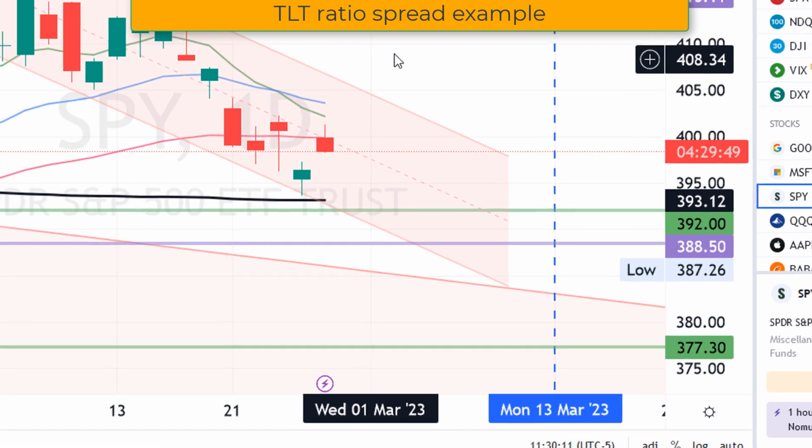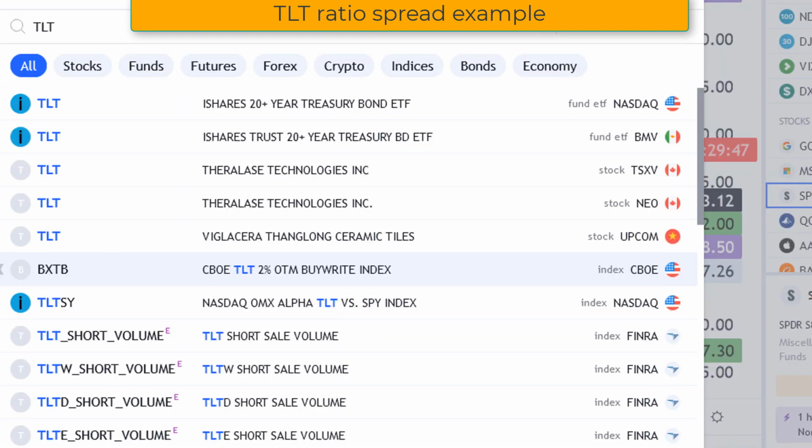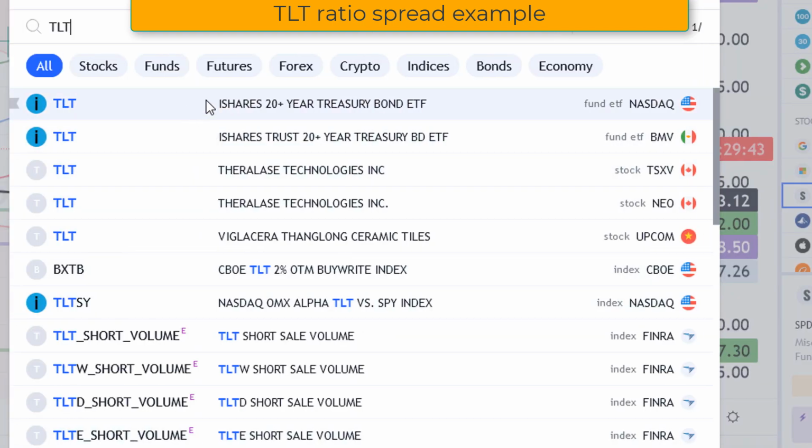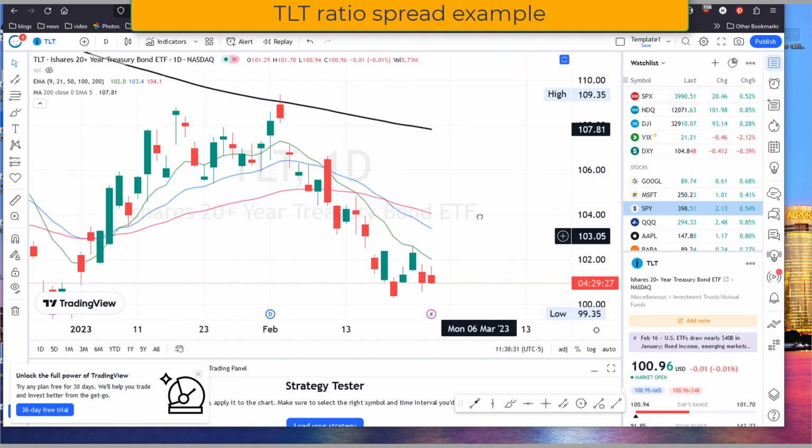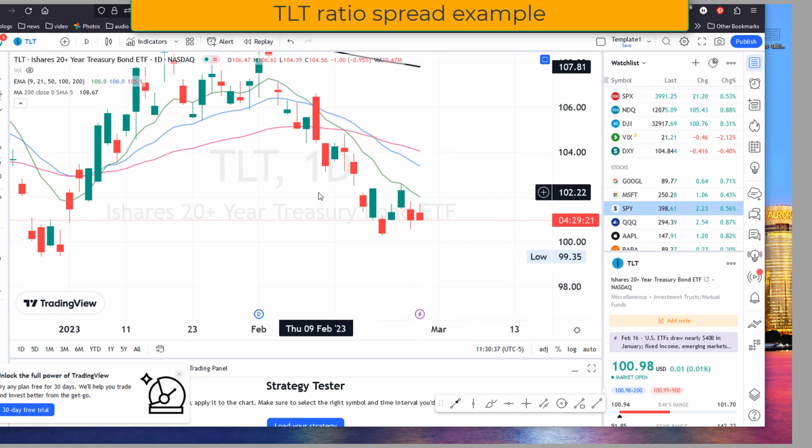Okay, so now let's take a look at another example, and this one I'm more bearish on. So this will be TLT, which is the iShares long-term bond ETF. And this index fund basically tracks long-duration US government bonds. So if interest rates go up, then you would expect this to fall.